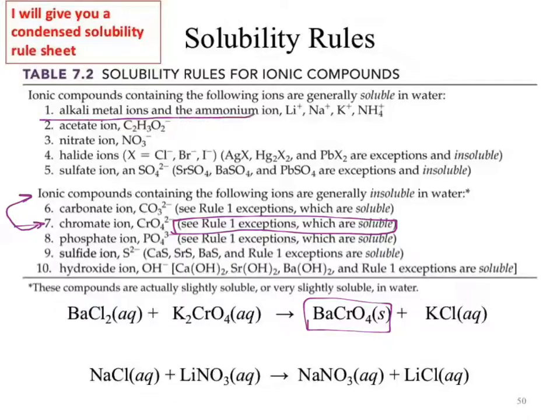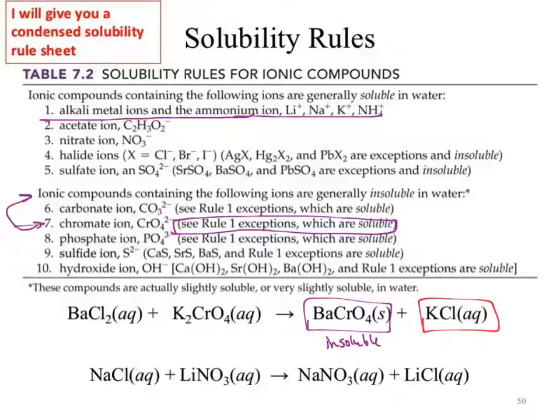Alkali metals and the ammonium ion. The alkali metals are all group 1. Where is barium? Not in group 1. So do I have an exception to Rule 7? No. So the rule is insoluble. Insoluble means the phase is solid. There's my phase information.